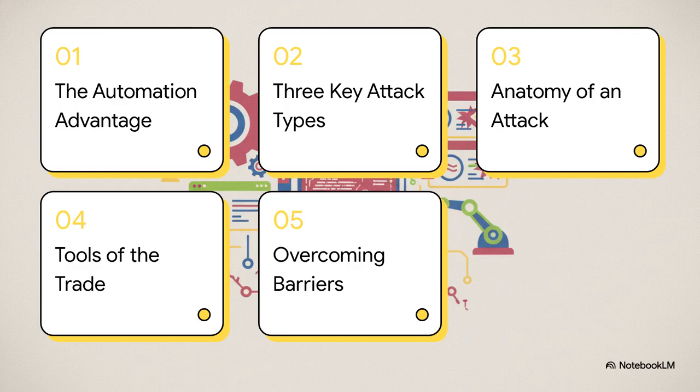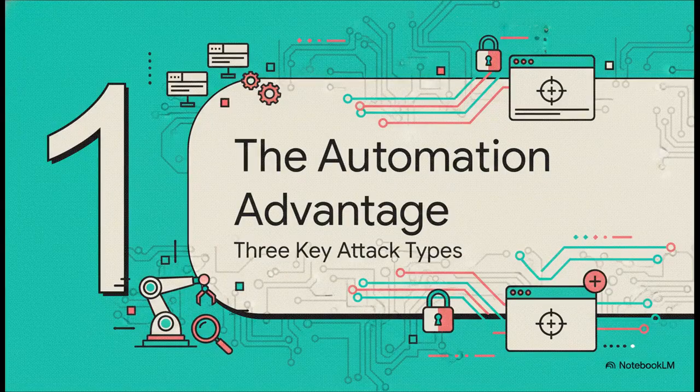So here's our game plan. We'll start with the why, that's the automation advantage and the three main types of attacks. Then we'll dive into the how, the anatomy of an attack, and figuring out when you've actually succeeded. After that, we'll explore the tools of the trade, and we'll wrap things up by looking at the roadblocks that developers put up and how we can get around them. So let's jump right in with the main ways these automated techniques are used.